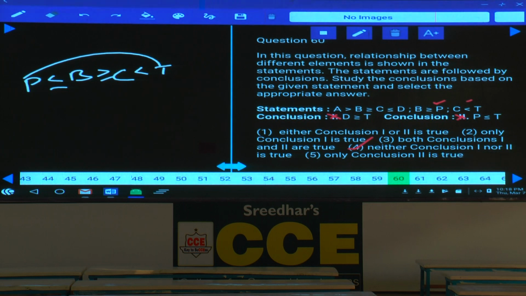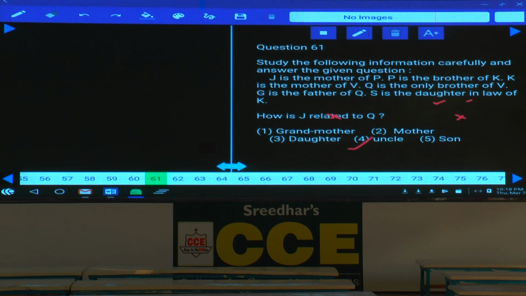Done with this? Now, this is about question numbers 56 to 60, coded inequalities. Then 61 to 65. Now, question number 61 to 63. These three are based on what? These three are based on blood relations.